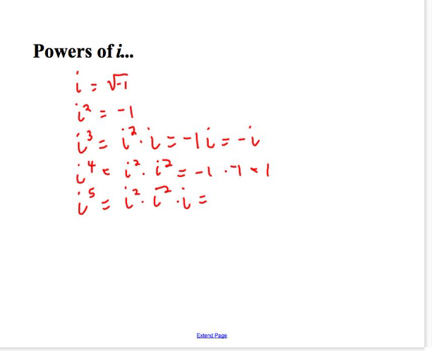So i to the fifth. That will be i squared times another i squared times an i, which would be -1 times -1 times i. So that is 1i, or just i.